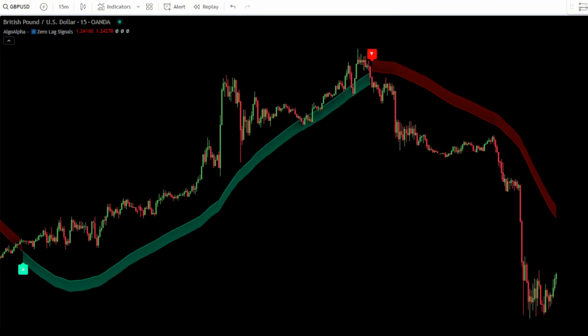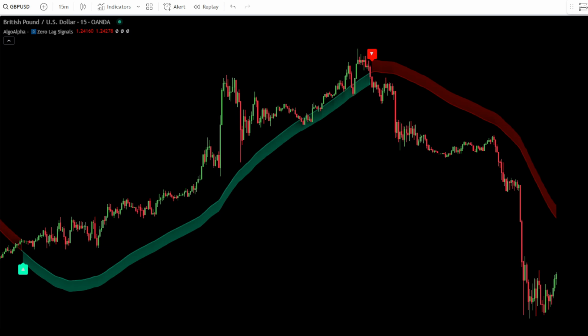The Zero Lag Trend Signal Indicator will serve as a trend guide in the market. If a green triangle appears, it indicates the start of a bullish trend. In this situation, your main focus is to find the best point to place a buy order. On the other hand, if a red triangle appears, it indicates the start of a bearish trend. In this situation, your main focus is to find the best point to place a sell order.